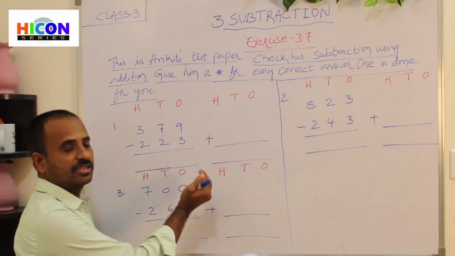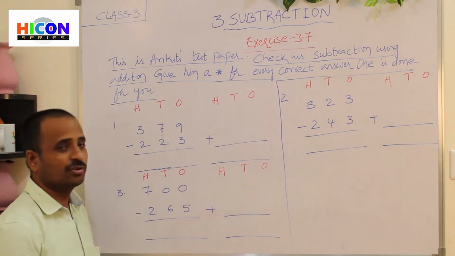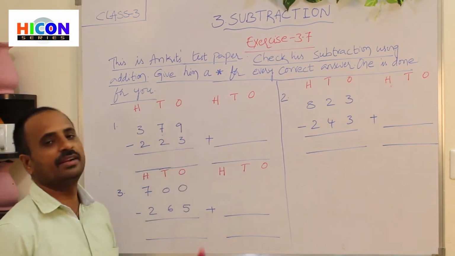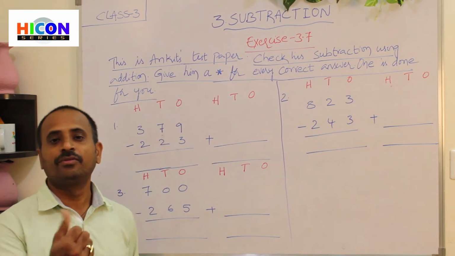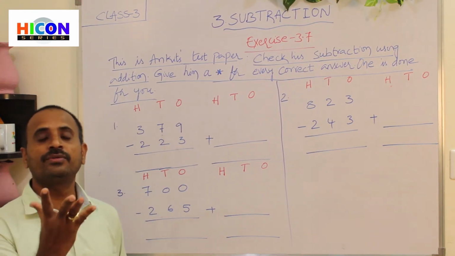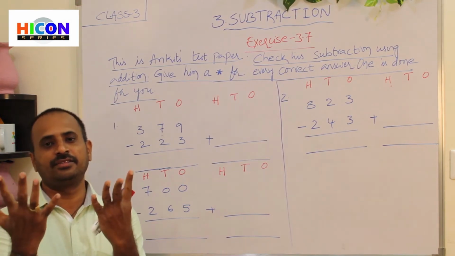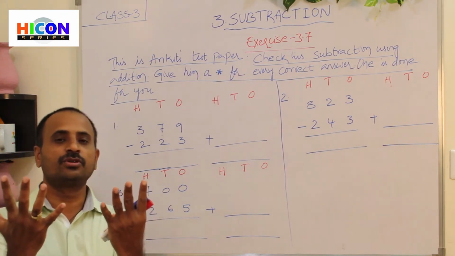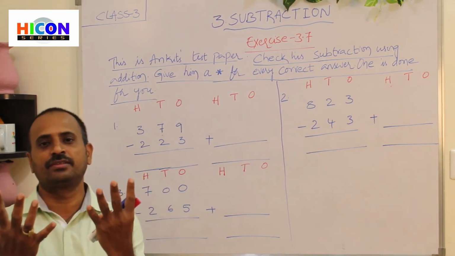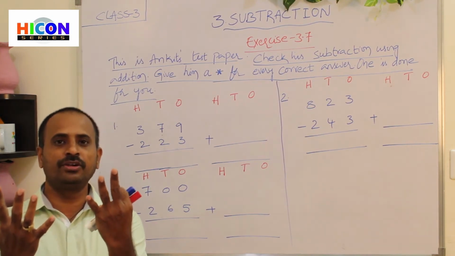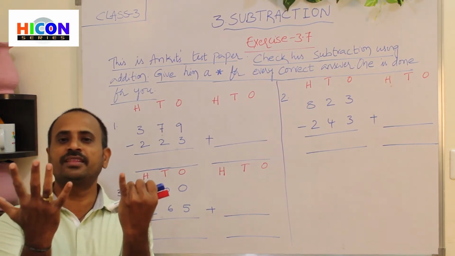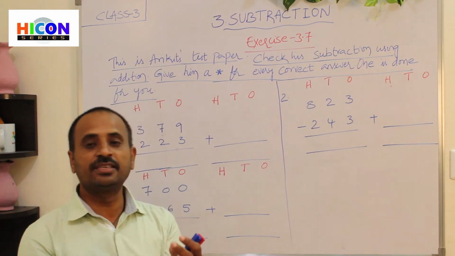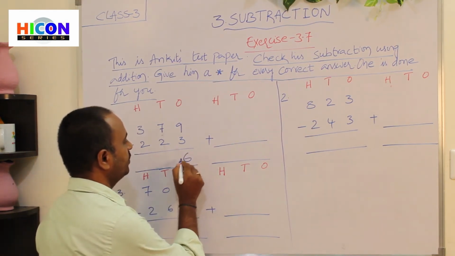So children, let us start the subtraction from ones place. What are the digits present in ones place? 9 and 3 are present in ones place. So what is the first number? 9. So open 9 fingers of your hand. 1, 2, 3, 4, 5, 6, 7, 8, 9. Children, these are the 9 fingers. What is the second number in the ones place? 3 is the second number. So close 3 fingers among these 9 fingers. 1, 2, 3. Now children, how many fingers are there? 1, 2, 3, 4, 5, 6. There are 6 fingers remaining. So write the 6 under ones place.